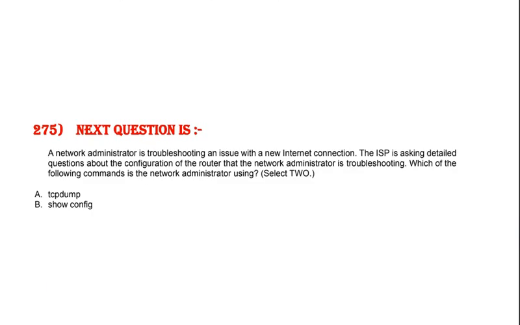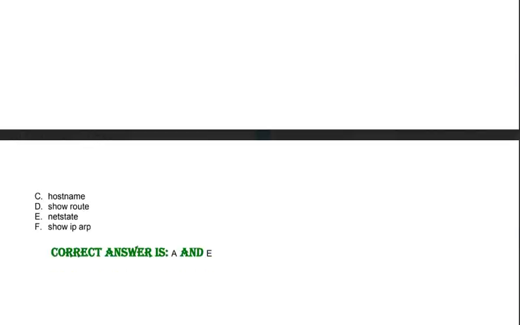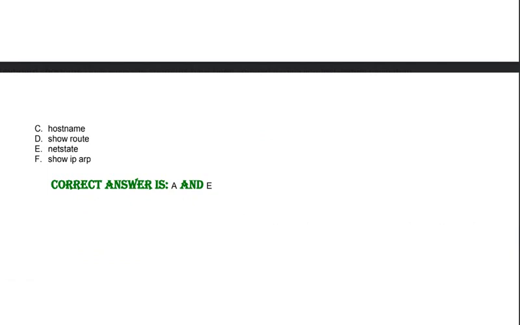Question is, a network administrator is troubleshooting an issue with a new internet connection. The ISP is asking detailed questions about the configuration of the router that the network administrator is troubleshooting. Which of the following commands is the network administrator using? Choose two options. Option A, TCP dump. Option B, show config. Option C, hostname. Option D, show root. Option E, netstat. Option F, show IP ARP. Correct answer is option A and option E.